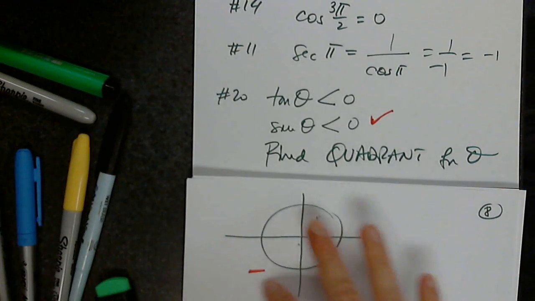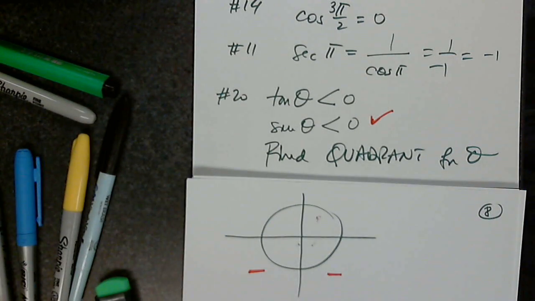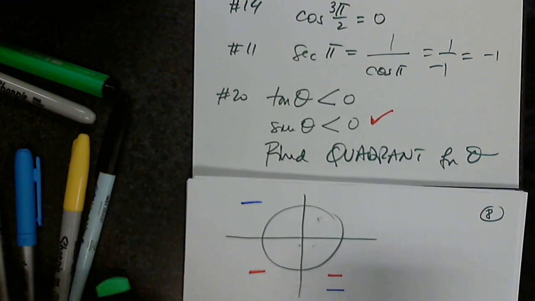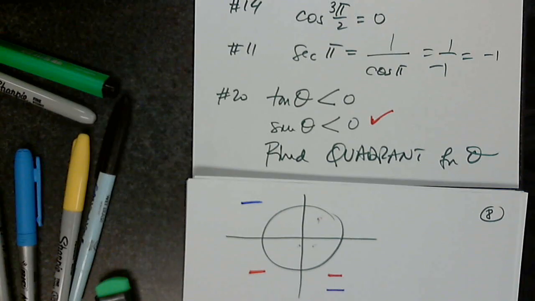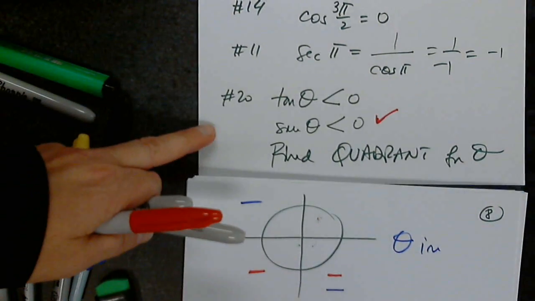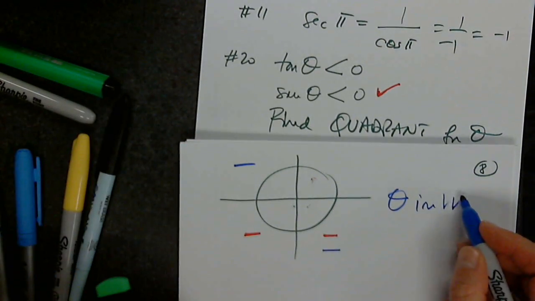So now let's look around the circle. Where will x and y have opposite signs? Quadrants 2 and 4. I have to choose the quadrant in which both conditions are fulfilled. Therefore, theta must be in the fourth quadrant.